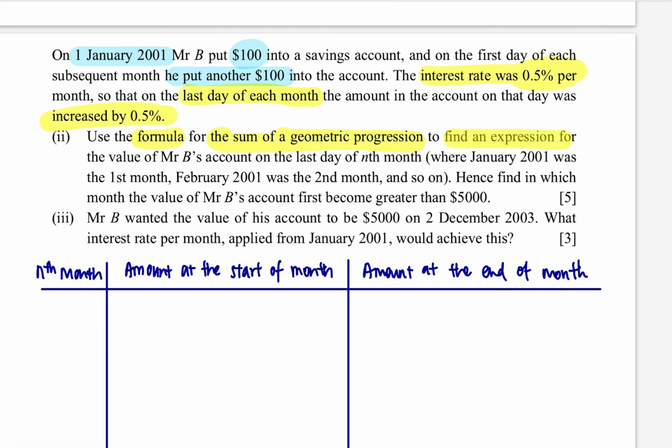They want you to use sum of GP to find an expression for the account on the last day of the nth month. And then the second part tells you to hence find in which month the account first became greater than $5,000. So step by step, let's do the first one.